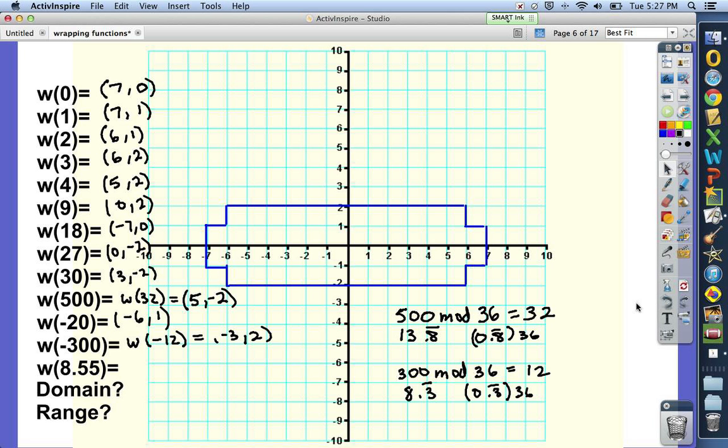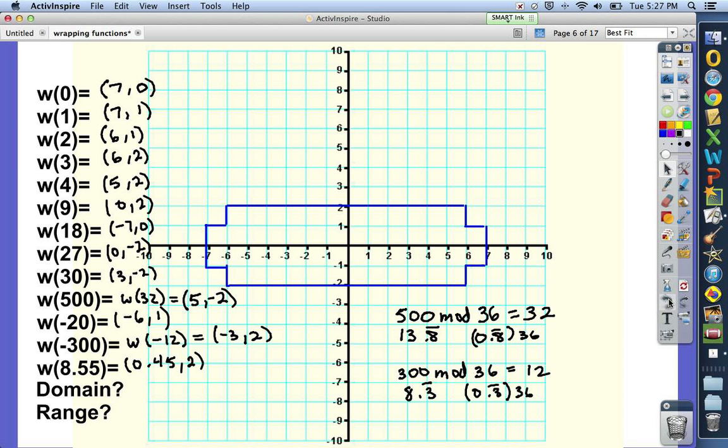A wrap of 8.55, well, it's not quite 9. So you're coming up here, that's 8, and then 0.55 repeating. So you would just simply be at an x value of 0.45, a y value of 2.